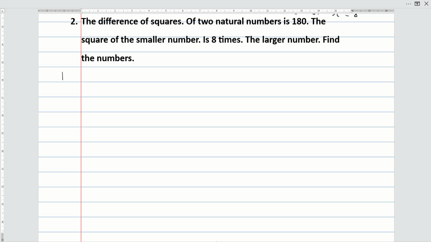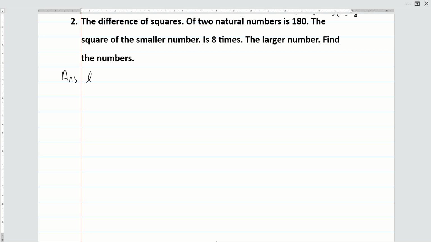Okay, let us start reading the next one. The difference of squares of two natural numbers is 180. This time I'll assume the two numbers as x and y. Let us read further. The square of the smaller number is 8 times the larger number. Find the numbers. First we need to decide which is the larger one and which is the smaller one.